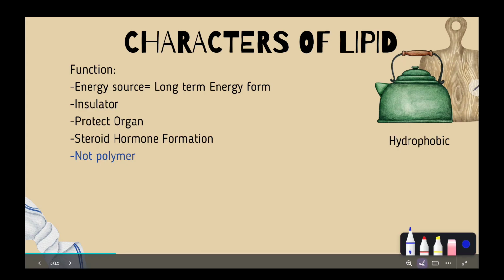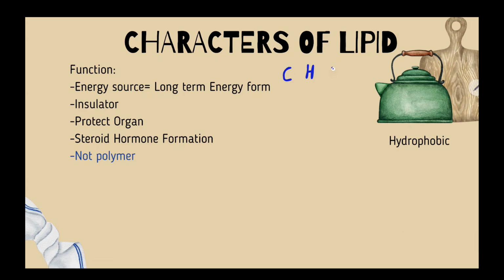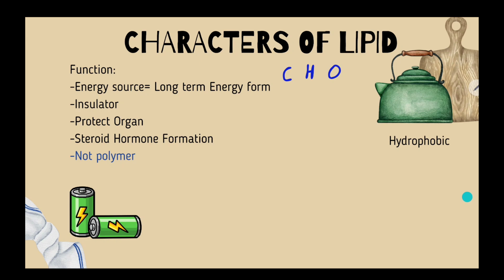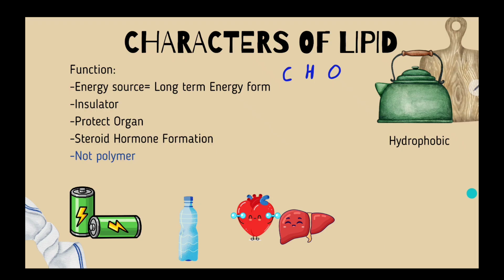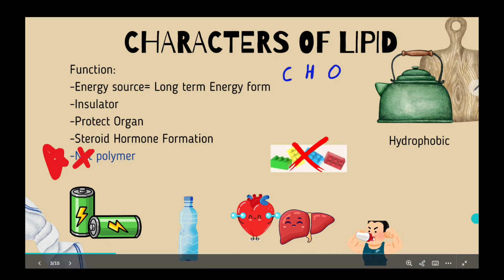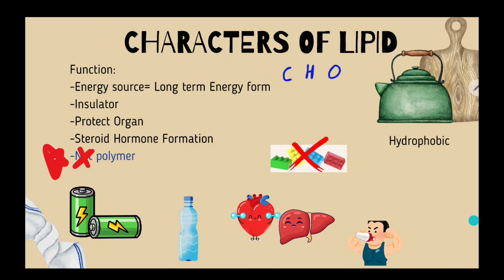Characteristic of lipids. Lipids are made of C, H, and O: carbon, hydrogen, and oxygen. Their main function is that they are an energy source and a long-term energy form. They are insulators, which means electricity doesn't flow, and they also protect organs such as the heart or liver. They create steroid hormones, which are known as sex hormones. And lastly, the most important thing is that they are not a polymer. Also, lipids are hydrophobic, which means they don't like water.